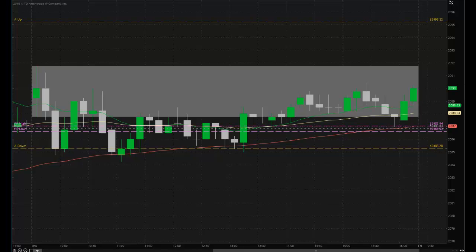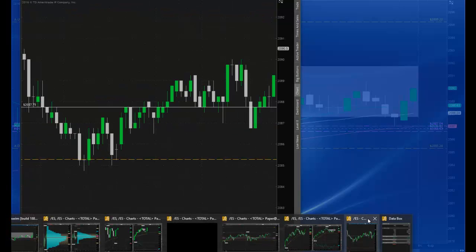Today we opened up with our opening range here. You can see with the gray area, high and low, and our first push this morning was down. And this gave a good trade to take here, fading the A down. Let me bring up a 1 minute chart so we can look at it a little bit closer.